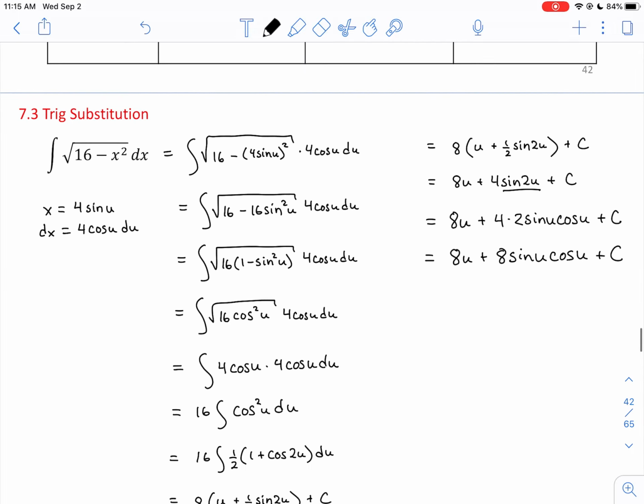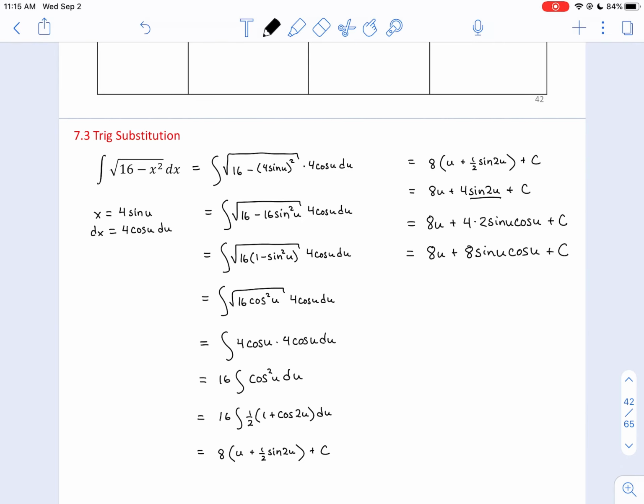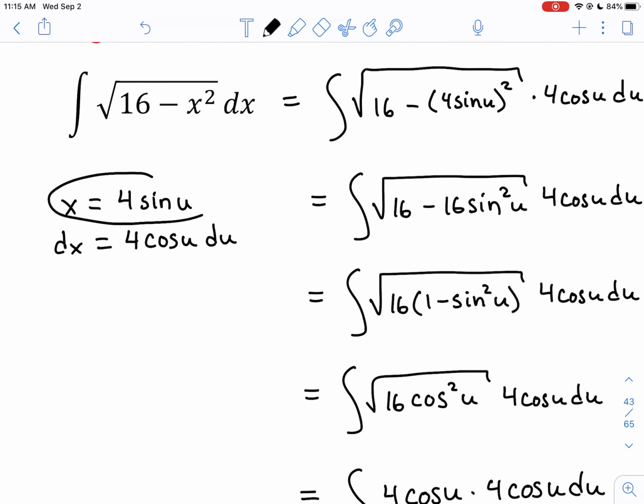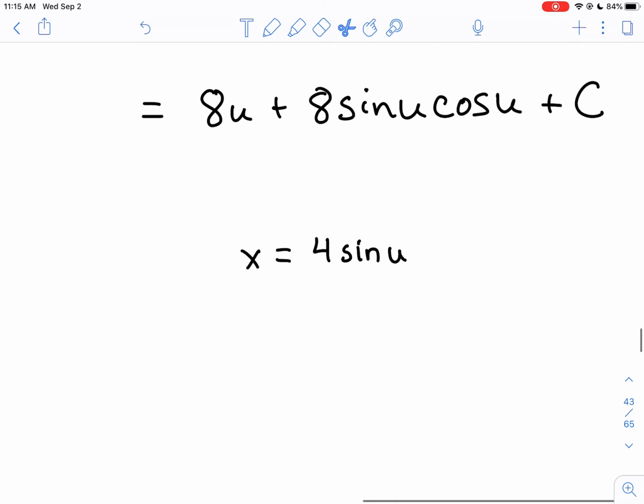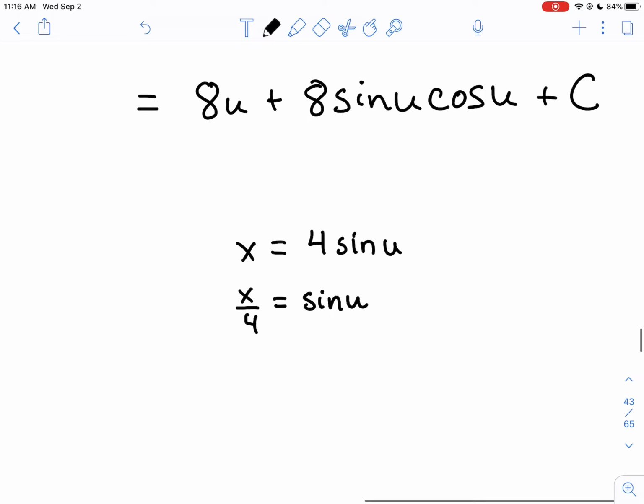Okay, now we need to do some sort of back substitution, get back to the x's. And the key is in this statement right here. Okay, we know that x is equal to 4 times the sine of u. I can take this expression and solve it for u and see what I get. So I'm going to divide both sides by 4. X fourths is equal to the sine of u. And to isolate the u, you need to do an arc sine of both sides, right? The inverse sine is how you cancel a sine. That's what inverse functions do. And so u will be the arc sine of x fourths, which you could also write this way.